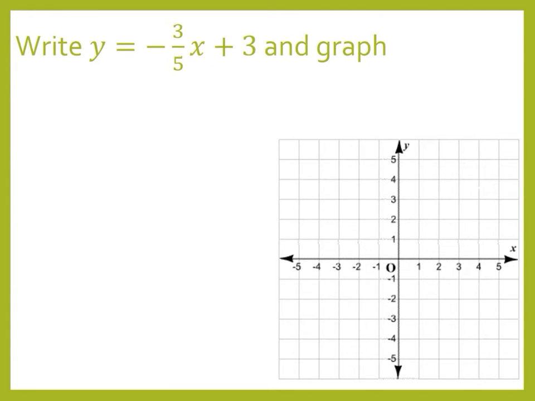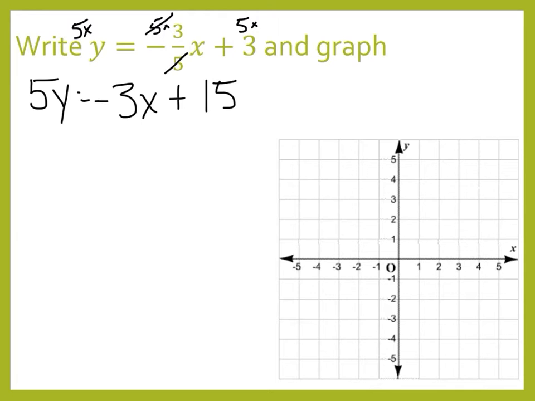Last slide. We want to write y equals negative 3/5 x plus 3 in standard form, and we want to graph it. So let's start off. I want to actually make the 3 be by itself. The best way to do this is to get rid of my fractions first. The way I get rid of a fraction is to multiply by the denominator. So I'm going to multiply each term by 5. That makes 5y equals, 5's cancel, negative 3x plus 15. Now I'm going to add 3x to both sides.